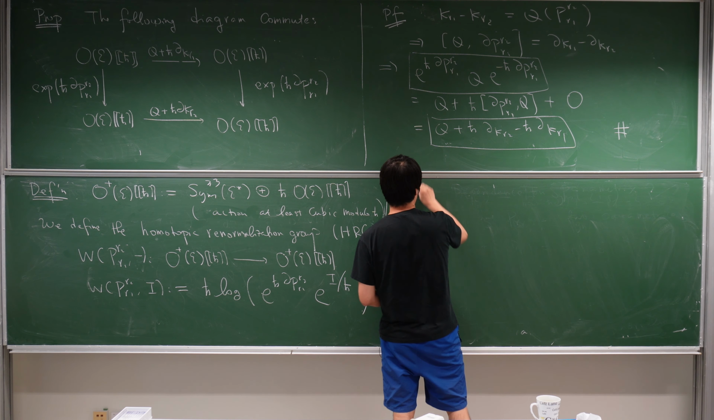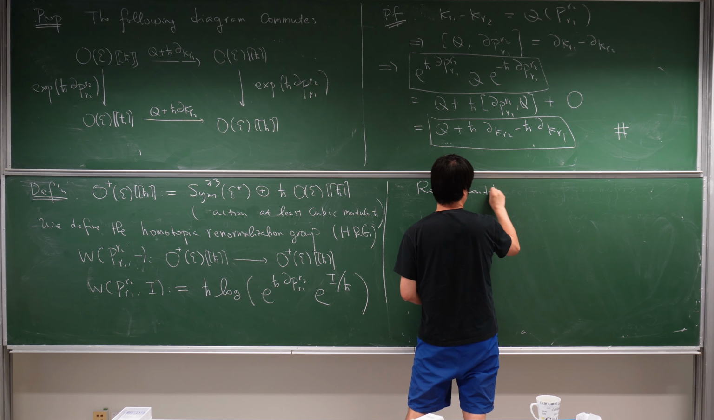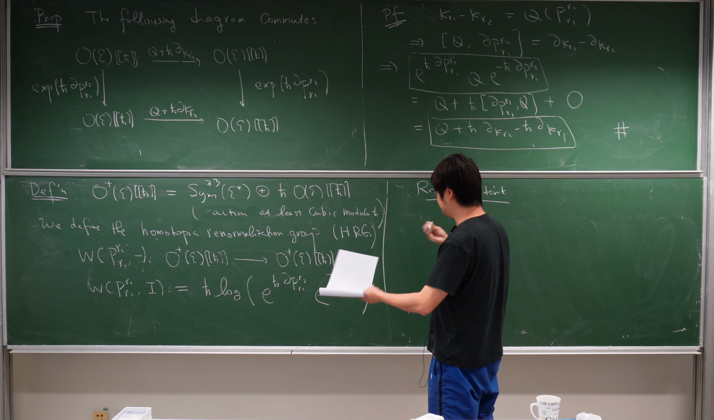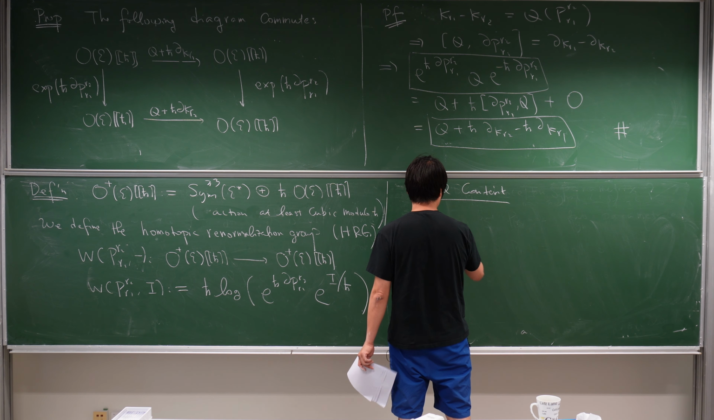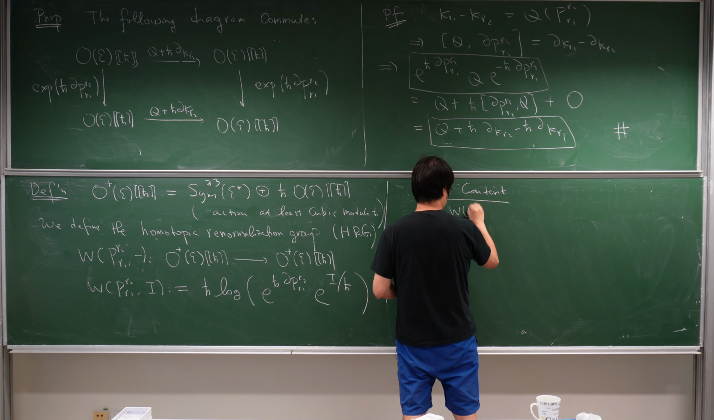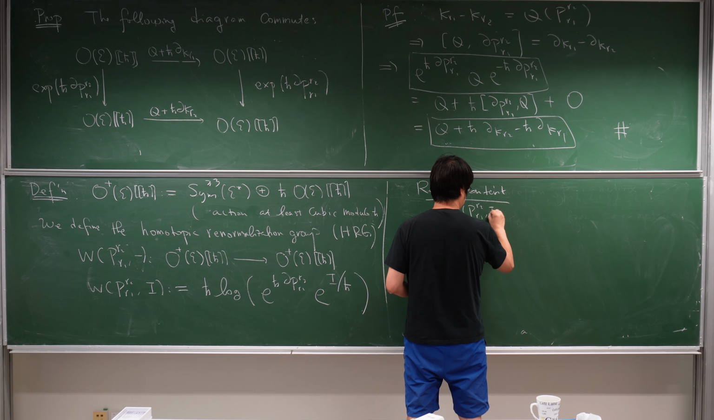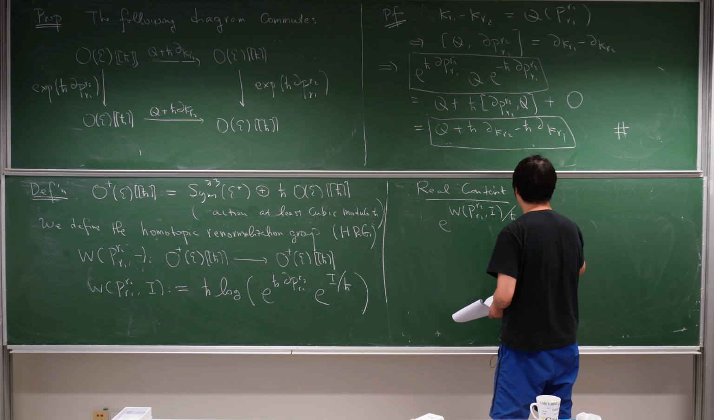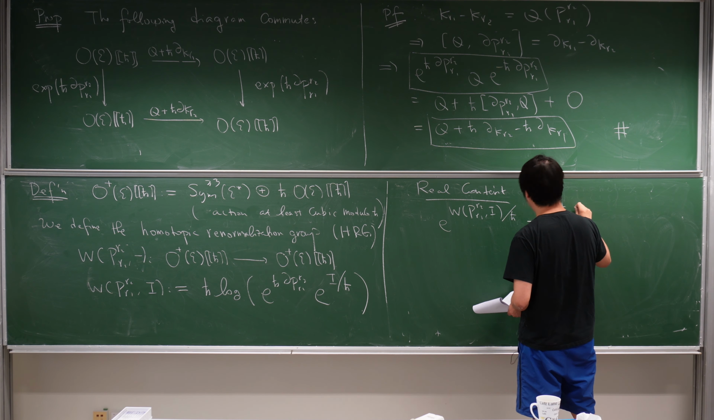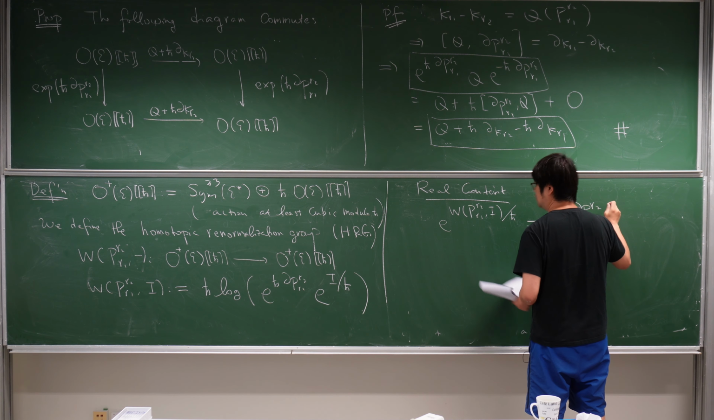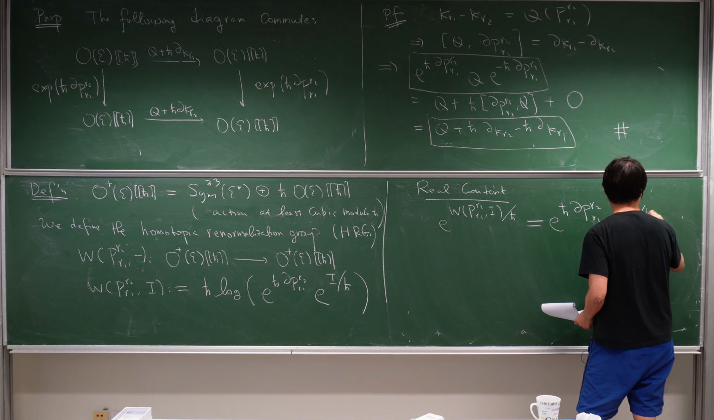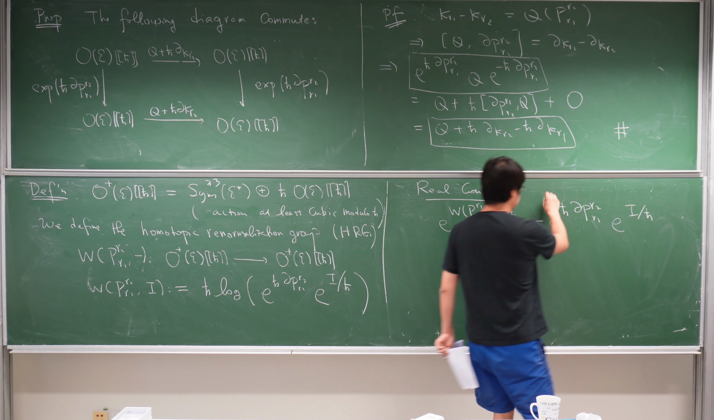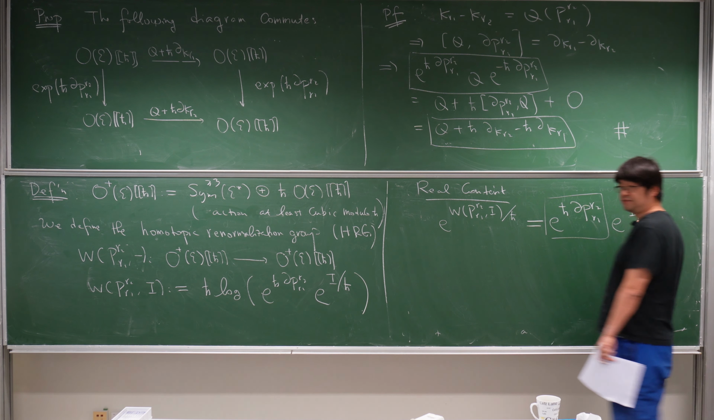So the real content of this formula, if you write it in a different way, is that the left-hand side, if you just take the exponential, e to the W operation, equals this kind of object applied to this actual functional. So this literally is a result of applying this operation to this exponential factor.